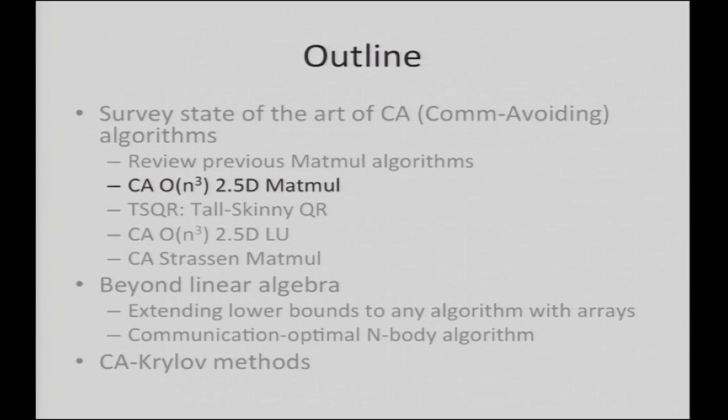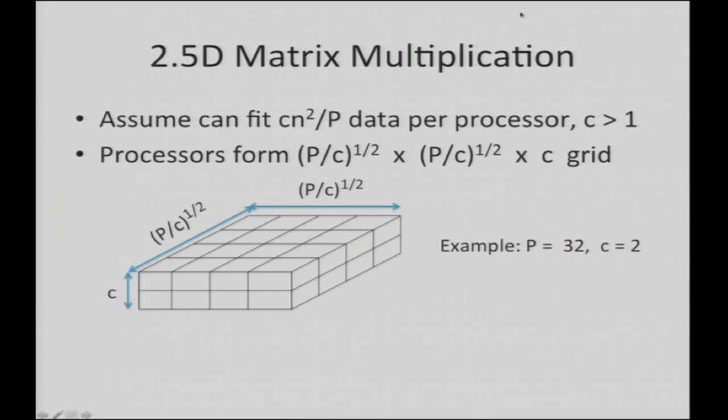I'm going to introduce a parameter c, and I'm going to assume I have enough memory to fit c copies of the data spread out over the machine. So instead of n squared over p per processor, I'll have c times n squared over p. So c equals 1 is one copy, but it can be anything you like up to the 6th root of p. I'm going to take my processors and arrange them not in a 3-dimensional grid or a 2-dimensional grid, but in this 2.5-dimensional grid. So it's going to be the square root of p over c by the square root of p over c by c. Here's a little picture for 32 processors, 2 copies. Each of the 2 layers is going to have a copy of the data.